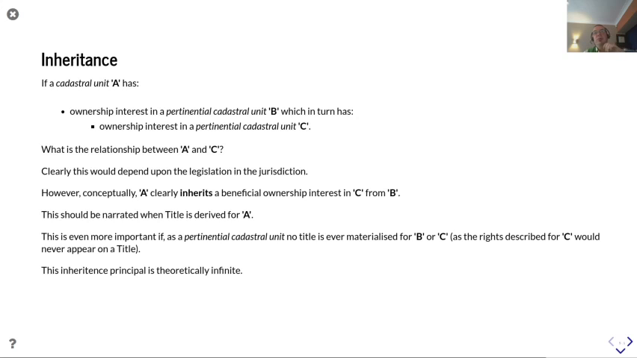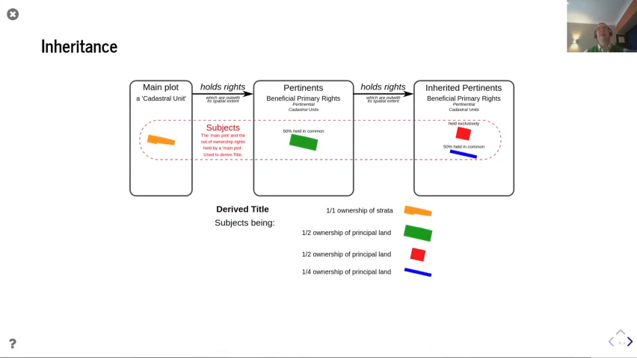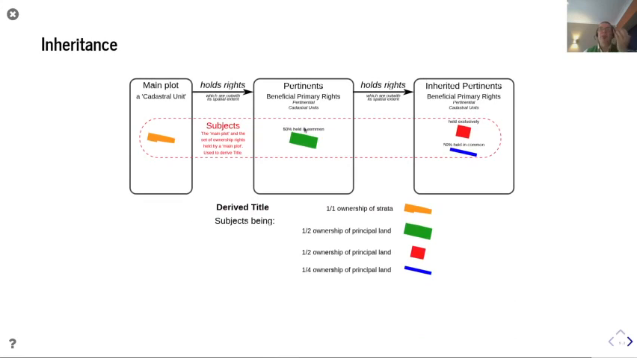This is even more important if, as a pertinential cadastral unit, no title is ever materialized for B or C, as the rights described for C would never appear on a title. This inheritance principle is theoretically infinite. And so here we can see how this works in terms of a flat scenario.